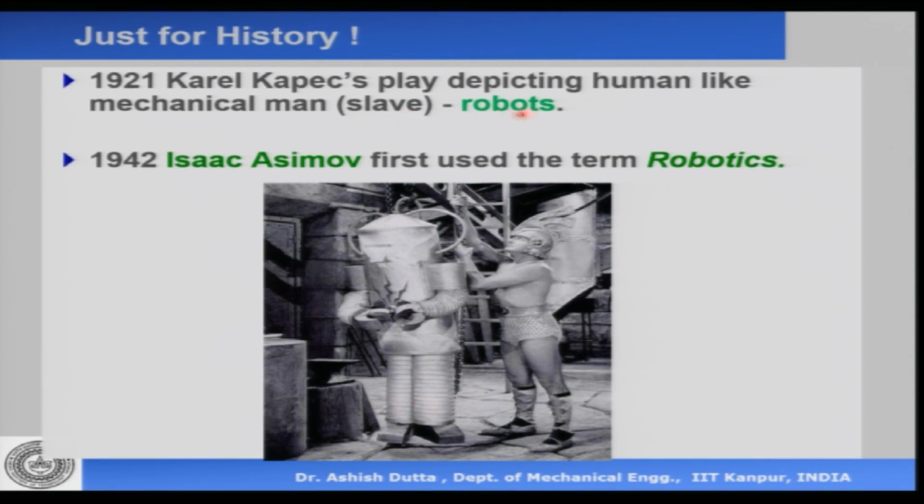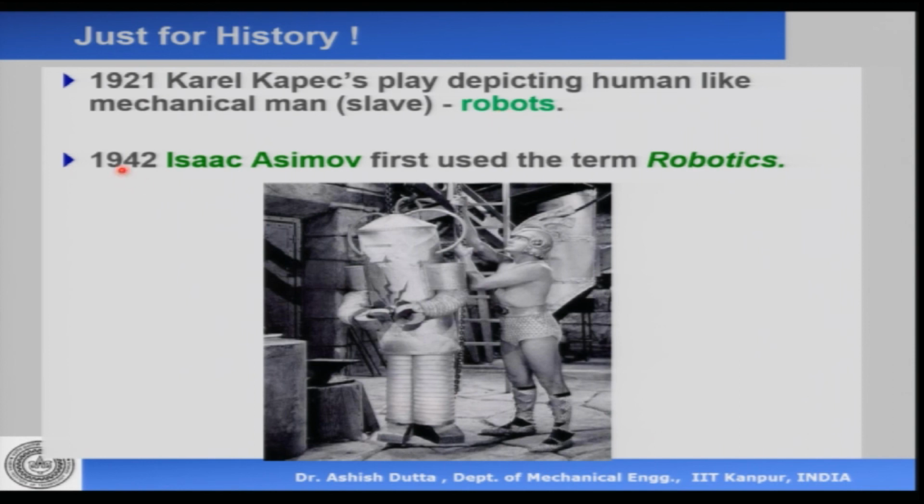And this word robot essentially in the Czechoslovakian language means mechanical slave or mechanical man, and this is where the word robot came from. Now, of course, in 1921 there were no robots, but it's interesting that he could imagine that in future there will be robots, and he used this word. So he was the first person who used the word robots.